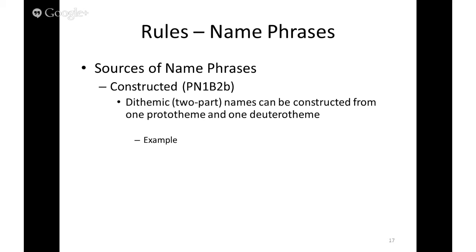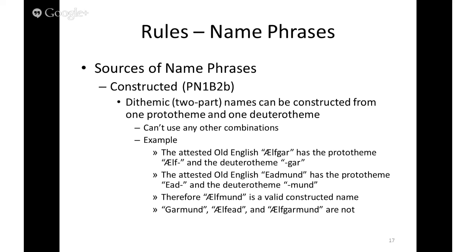That's interesting. Here's another one. This is very common in Anglo-Saxon. You have what's called dithemic names, which are names constructed of 2 parts, a prototheme and a deuterotheme. The prototheme is the first half, the deuterotheme is the second, and you can construct them from other protothemes and deuterothemes. But you can't misuse the combinations. So let's take a look at an example.